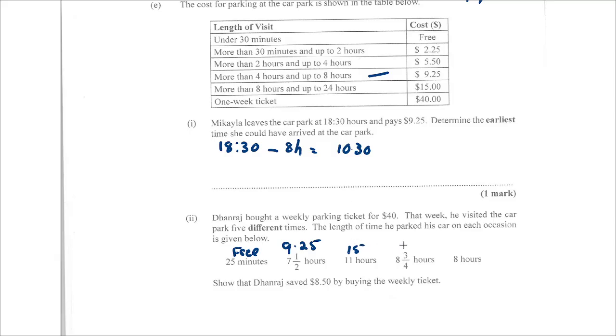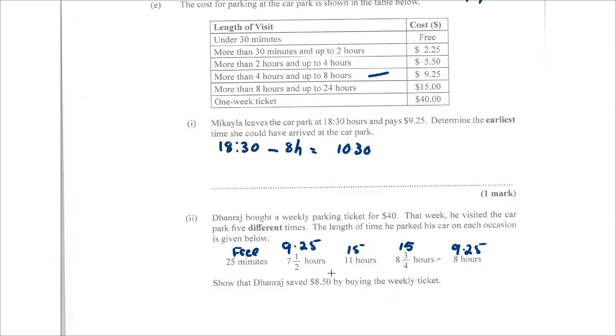The last one is 8 hours, up to 8 hours. This would still be $9.25. Well, we'll see. They told you he saved $8.50, so we'll see if this is correct or if it could be $15. But they said 8 hours, and the question says up to 8 hours, and $15 is for more than 8 hours. 8 hours is not more than 8, right?